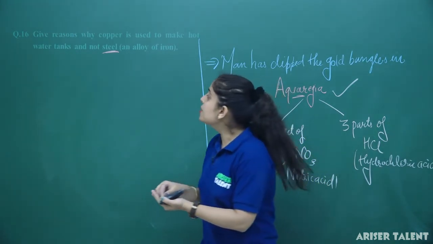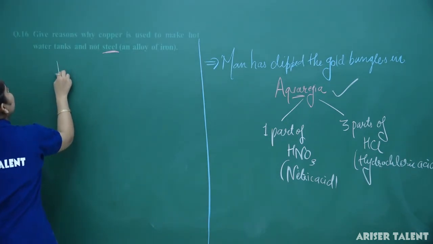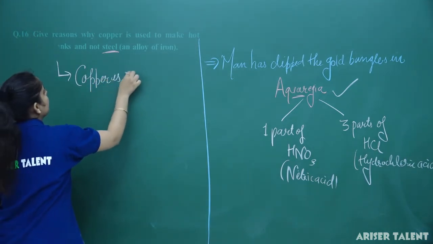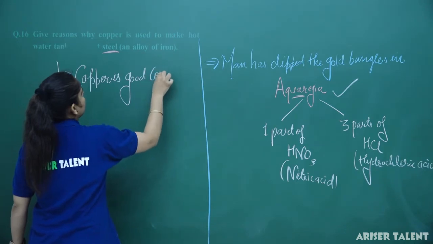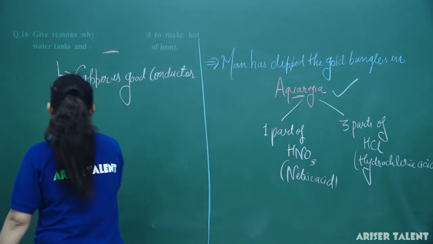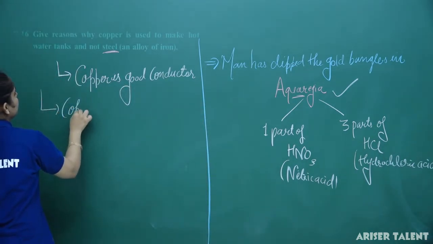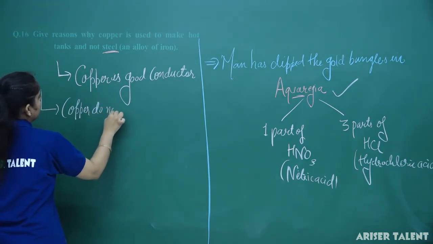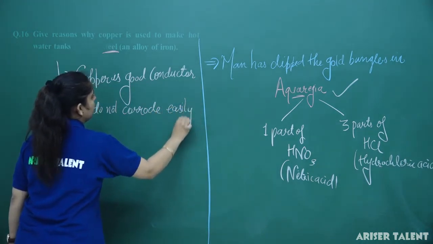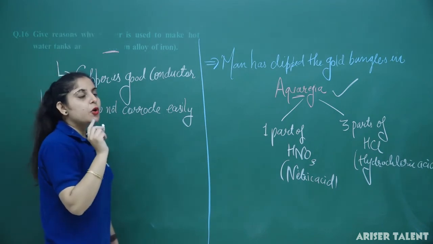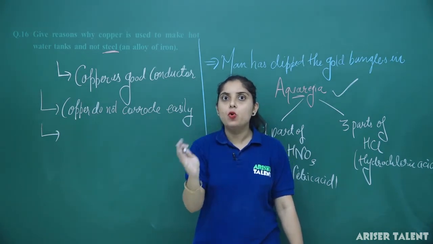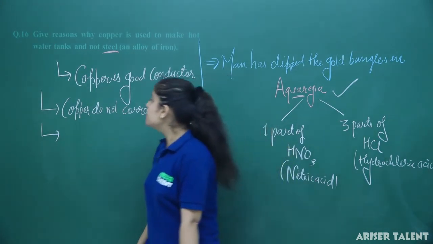Clear? So the main reasons for using copper in water tanks are, first, copper is a good conductor. Second, copper does not corrode easily. And the third reason is that copper lies low in the reactivity series, below hydrogen, so it is not going to react with water.